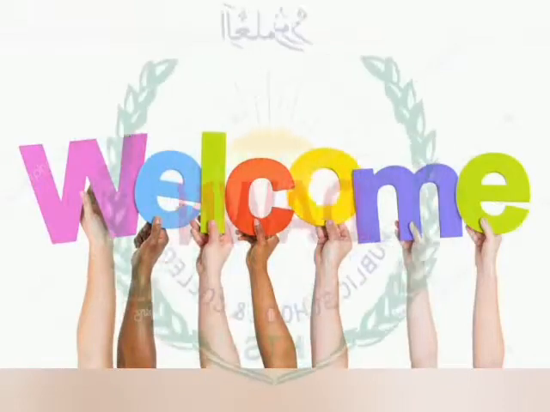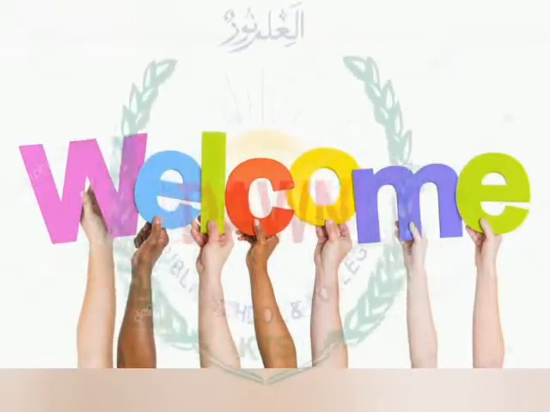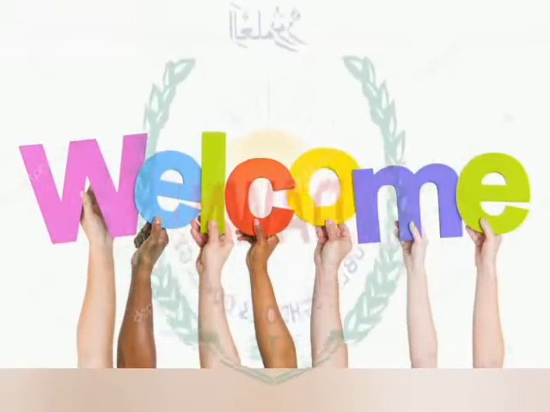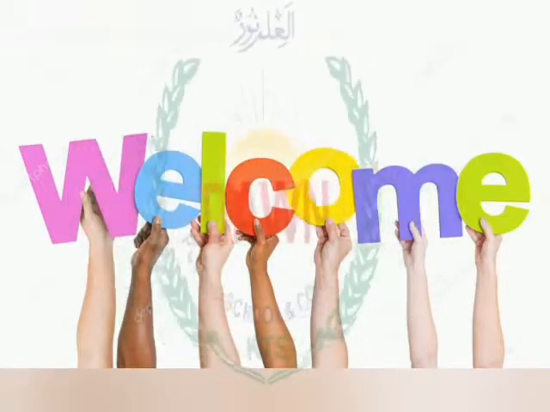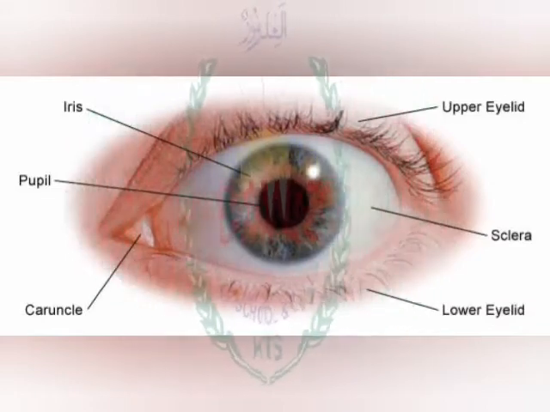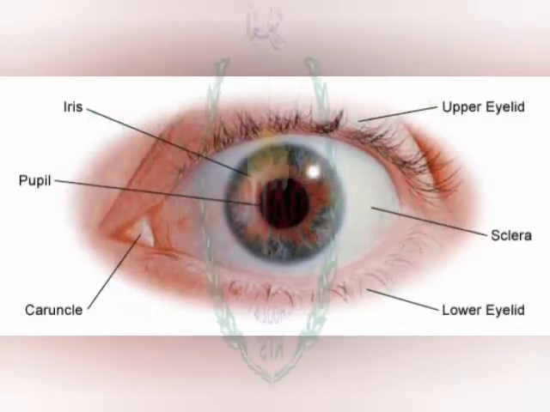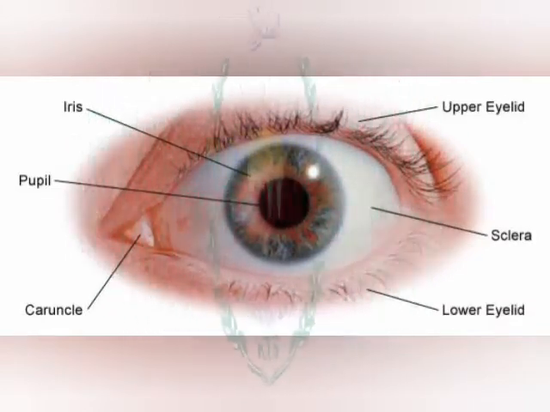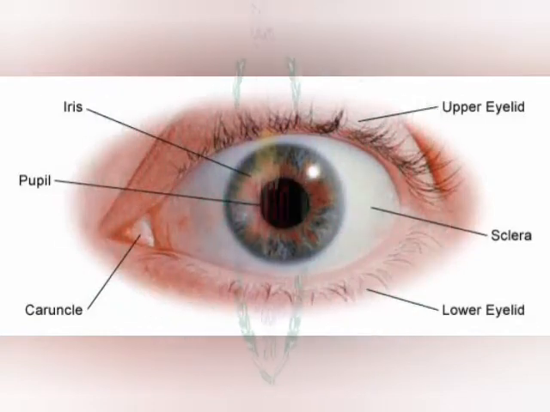Dear student, in our previous lecture we have discussed about skin, the organ of touch. Now in our today lecture we will discuss about eye, the organ of sight. How do you see the beautiful world around you? What helps you to see things? Eyes are the organs of sight.